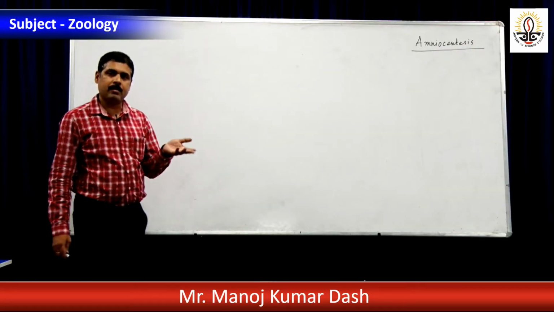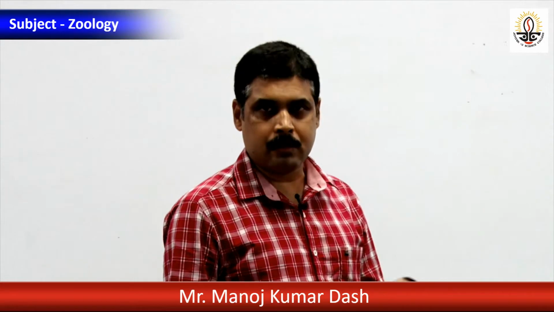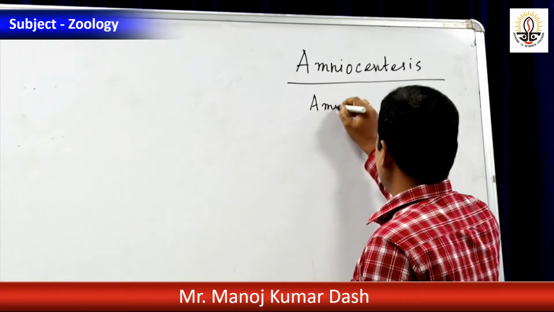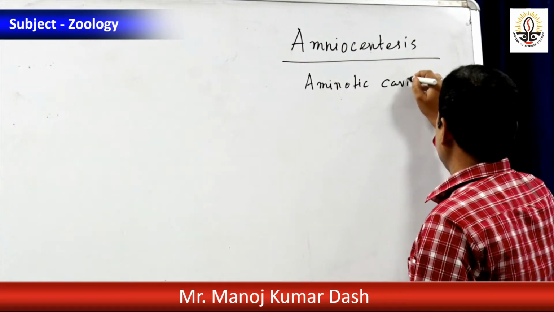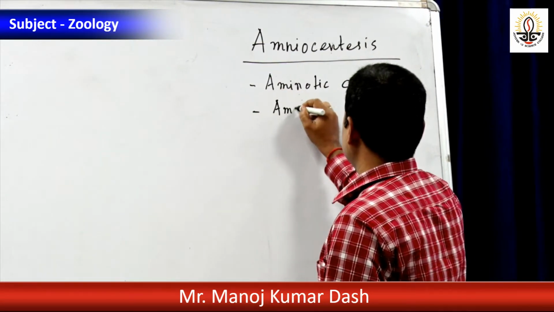In the previous class, we discussed that the embryo is surrounded by four membranes called extraembryonic membranes. The outer one is chorion, next to chorion is amnion, then allantois and yolk sac. The fetal membrane which immediately surrounds the embryo is the amnion, and the amnion contains a cavity called the amniotic cavity, which contains a fluid called amniotic fluid.